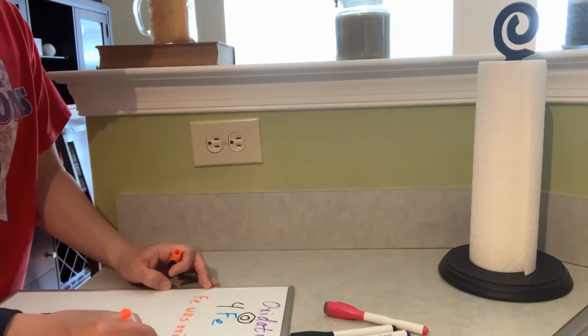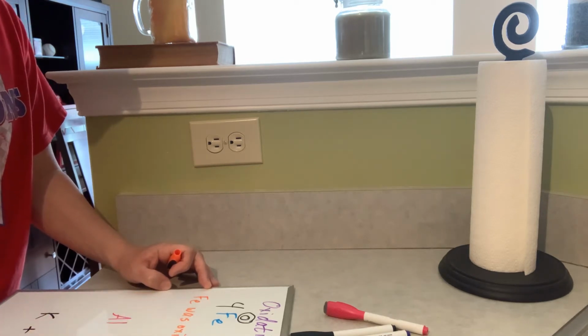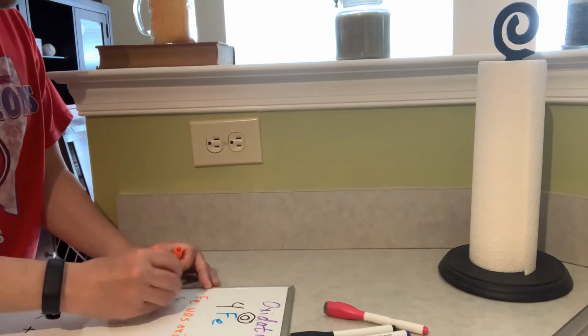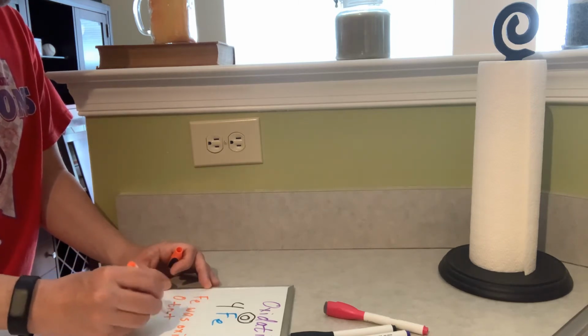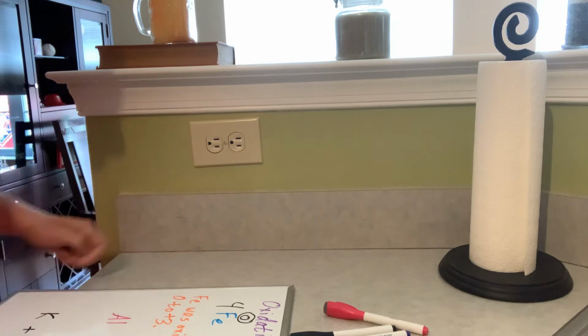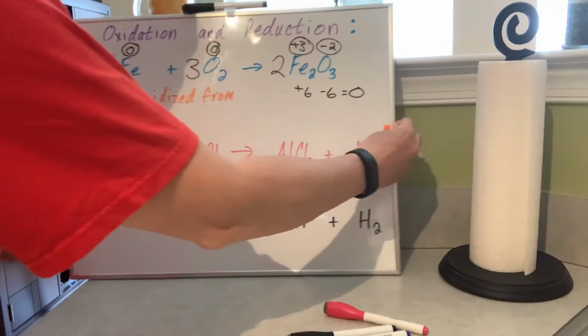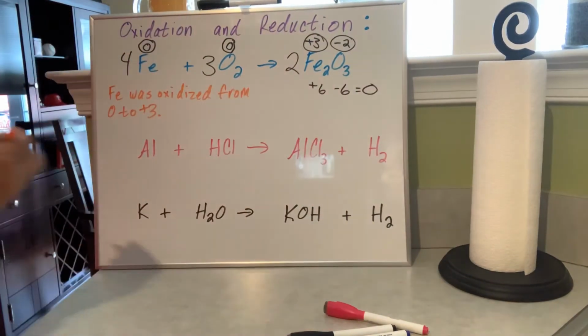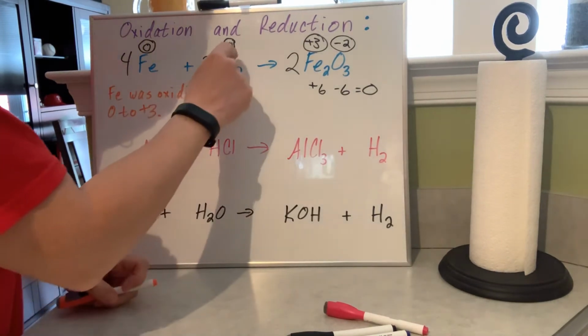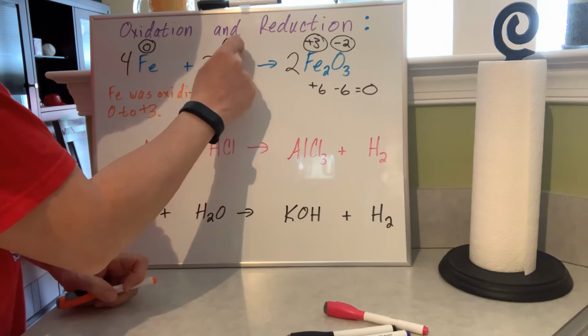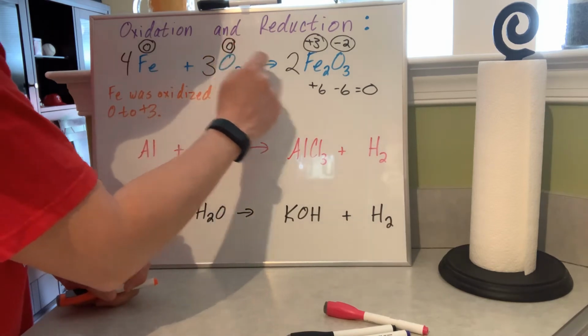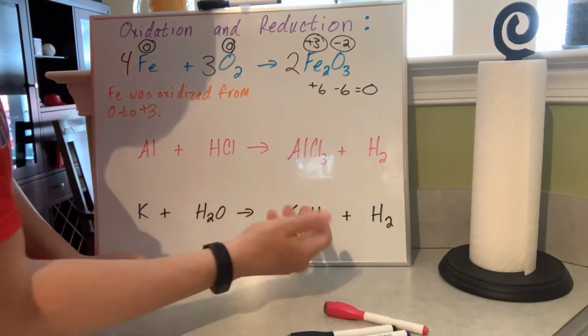Makes sense, right? From 0 to +3. Okay? Fe was oxidized from 0 to +3. Now let's take a look at O. Oxygen was at 0 before the reaction. After the reaction, it became -2.